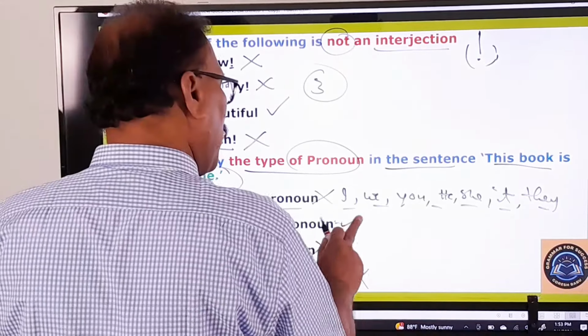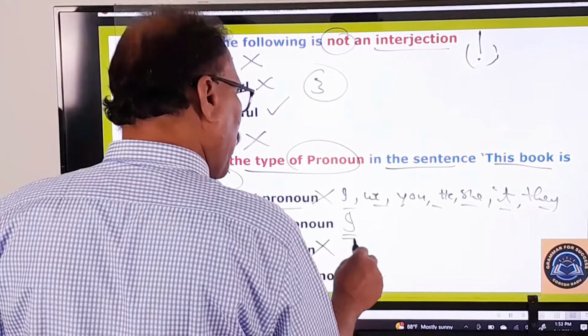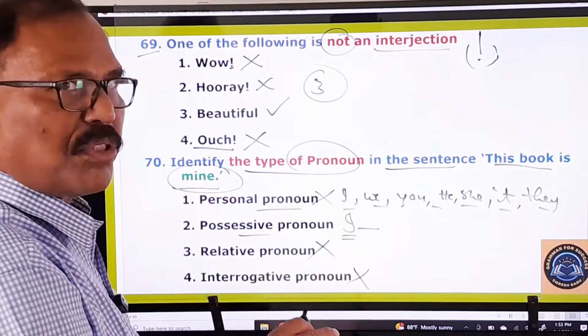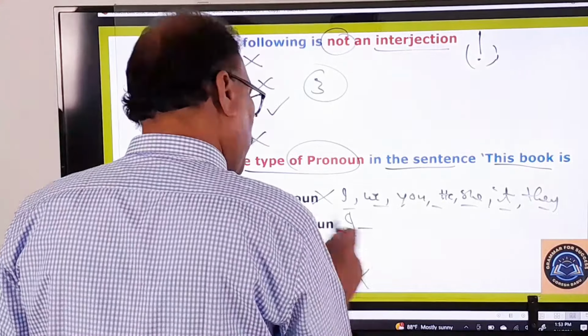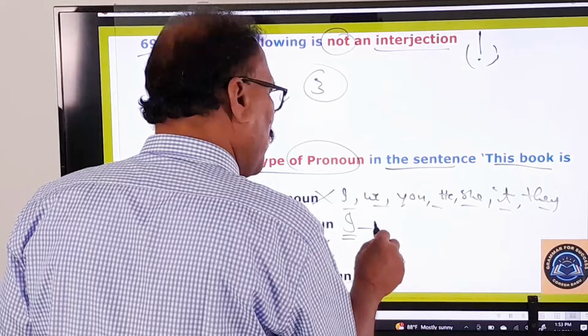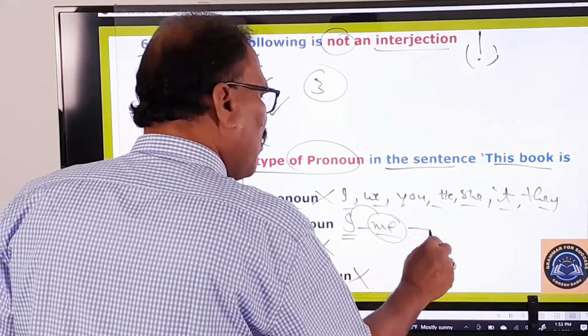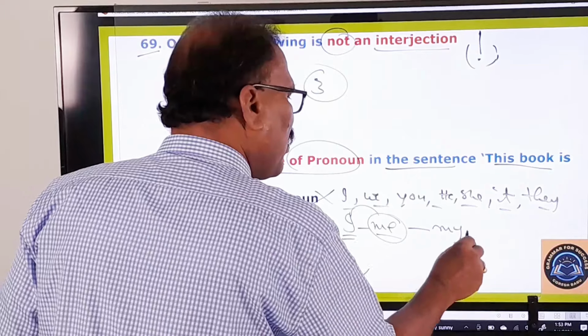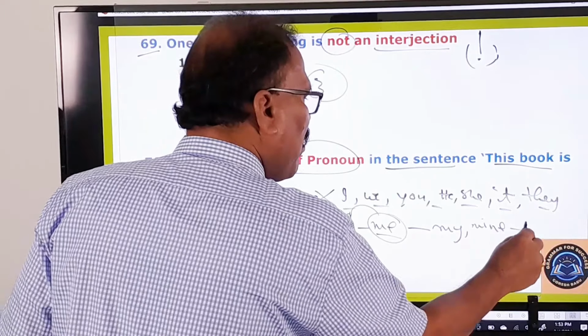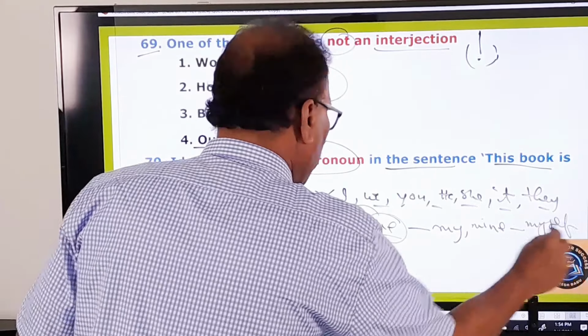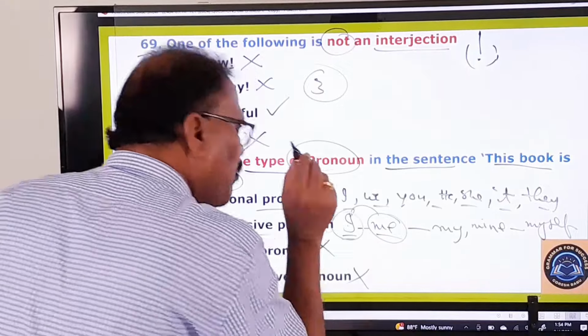Why? Because from I, the personal pronoun, this possessive pronoun has come out. There are other forms also. Me is there. From I, the objective case me is born. From me, my is born. From my, mine is born. From mine, myself is born. So that means these are the children of this I.